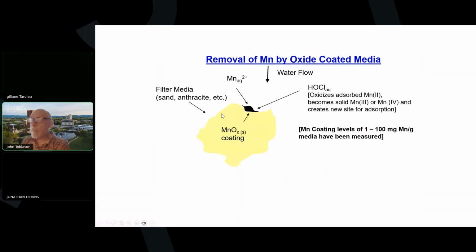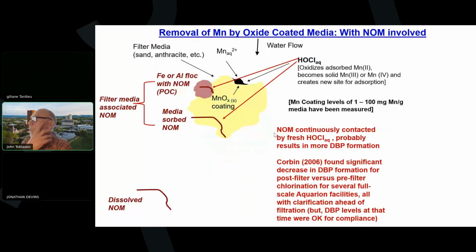And the way that removal works is, again, the oxide coating is here. Mn gets absorbed, free chlorine comes along, oxidizes it, and it just keeps growing as a surface. One of the problems with that, though, is that there can also be natural organic matter. Natural organic matter may be on the surface, shown here as a squiggly brown line. We may have iron or aluminum floc that's got NOM with it, because that's why we're doing coagulation. And the free chlorine that comes along can oxidize that natural organic matter and make disinfection byproducts.